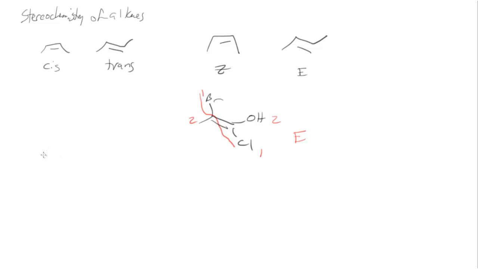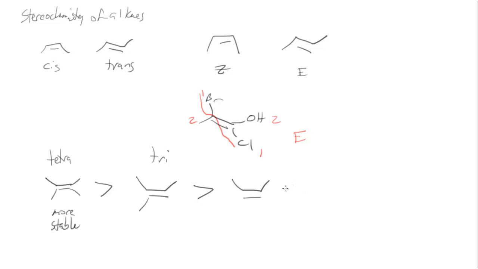And we also previously talked about the fact that more substituted alkenes are more stable. So this is a tetrasubstituted, which is better than trisubstituted, which is better than disubstituted, which is better than monosubstituted, which is better than unsubstituted.